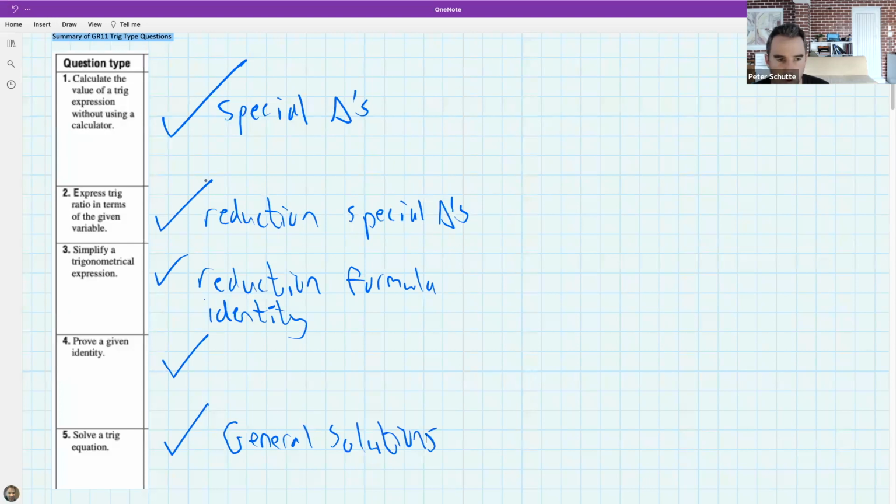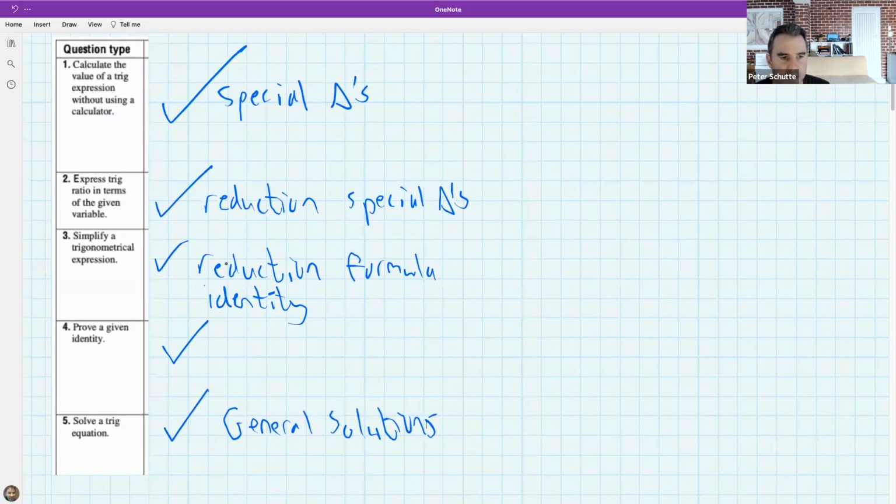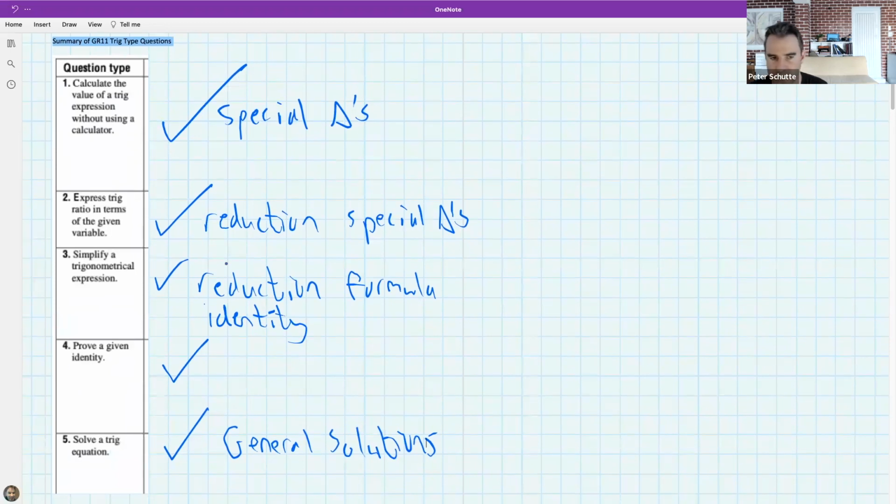Okay, so let us talk a little bit about special triangles. I don't know if anybody wants to take a screenshot of this, they can. I will show it in later lessons as well, but it's nice to know what we're trying to chip away at. Also, trig graphs will come into it. So trig graphs will come into general solutions, and trig graphs also come into the reduction and special triangles, etc.